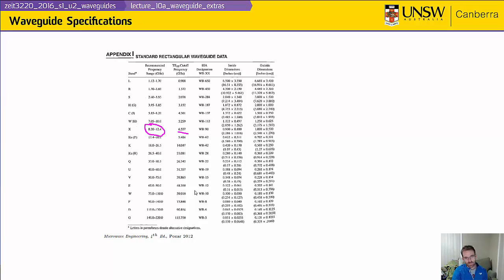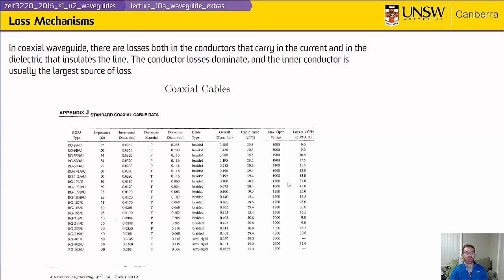We'll talk a little bit about loss mechanisms. In coaxial cables, we know that there are losses in the conductors that carry the current and the dielectric that insulates the line. We've seen several tutorial problems looking at the losses in coaxial cable. We know that the conductor losses dominate, and those are dominated by the inner conductor. The inner conductor is very small. It's got a very tight radius of curvature that gives rise to large electric fields near the conductor. And then at higher frequencies, you have very narrow skin depths, and that can lead to large loss.